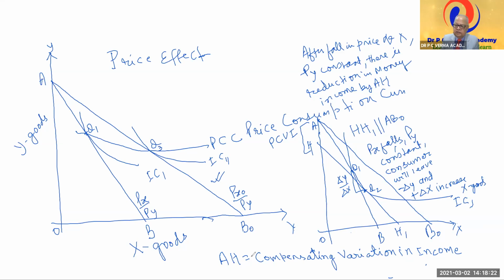So substitution effect is purely the effect of change in relative price. X is cheaper than Y, and the consumer will change his expenditure pattern. He will buy more of X and less of Y. He will substitute some portion of Y for some portion of X. Delta Y by delta X.